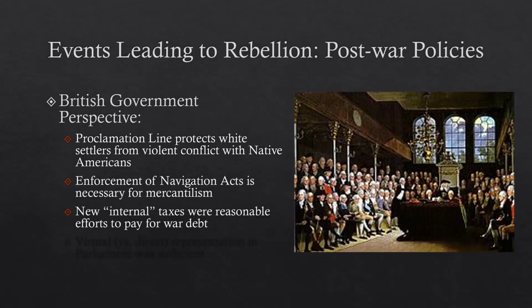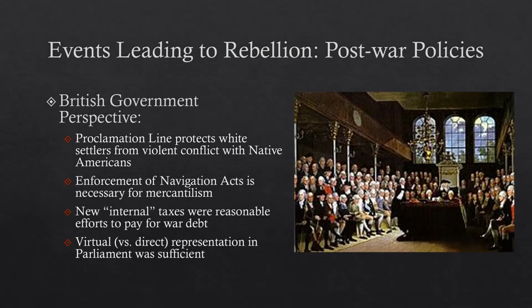The British government believed that their efforts to patrol the ports and cut down on smuggling was really just an enforcement of laws that had already existed, the navigation laws. And they believed the colonists should be satisfied with what they would term virtual representation in Parliament, that it was enough. The House of Commons was speaking for the colonists as they were speaking for all British citizens.